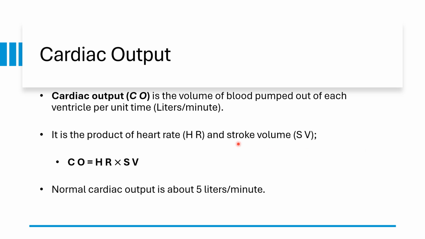Cardiac output is a product of the heart rate and the stroke volume. Normal cardiac output is about 5 liters per minute, meaning that your heart can process 5 liters of blood per minute. Okay, that would be normal. So it's the volume of blood pumped out of each ventricle per unit of time. So that's a lot of blood.